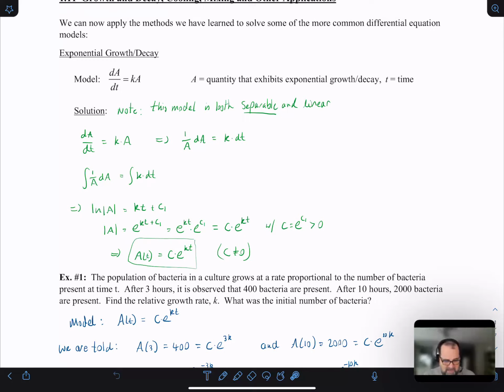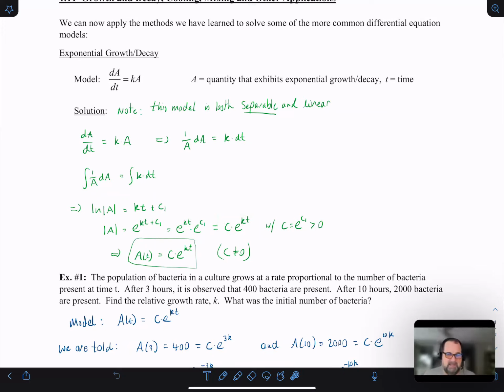We then can apply exponentials on both sides. So we have the absolute value of A equals e to the (kt + c1). Notice that by exponential rules, we can write this as e to the kt times e to the c1. If c1 is an unknown constant, we can write e to the c1 as a single aggregated constant. In this case, we're just calling it c. So e to the c1 can be written as just c, so we can now write that the absolute value of A equals c e to the kt.